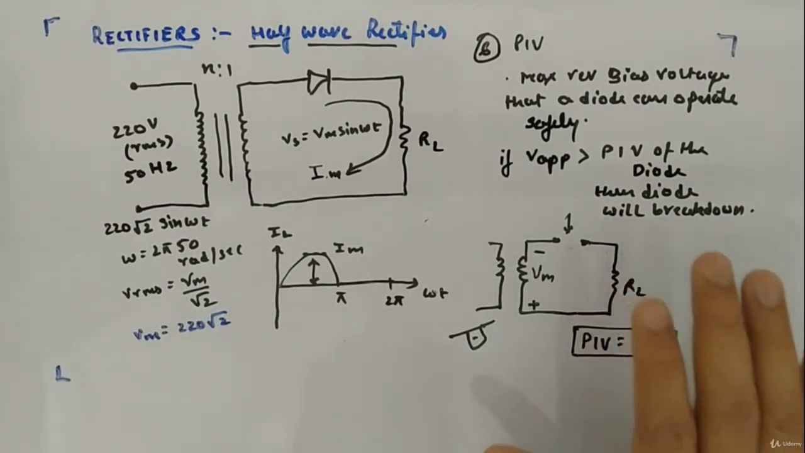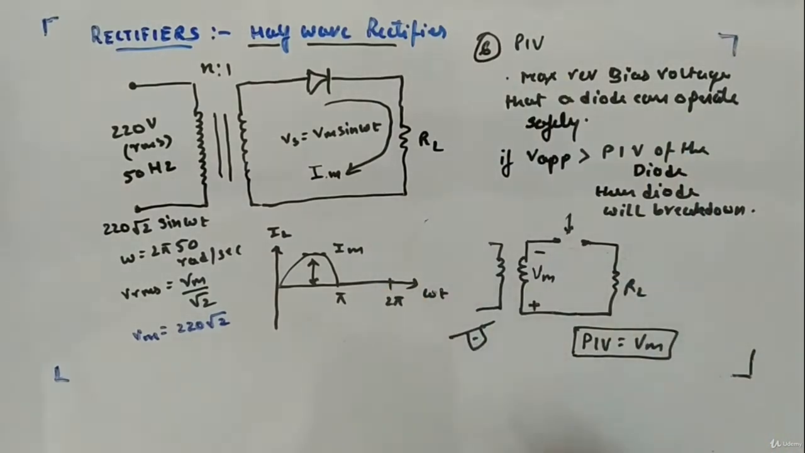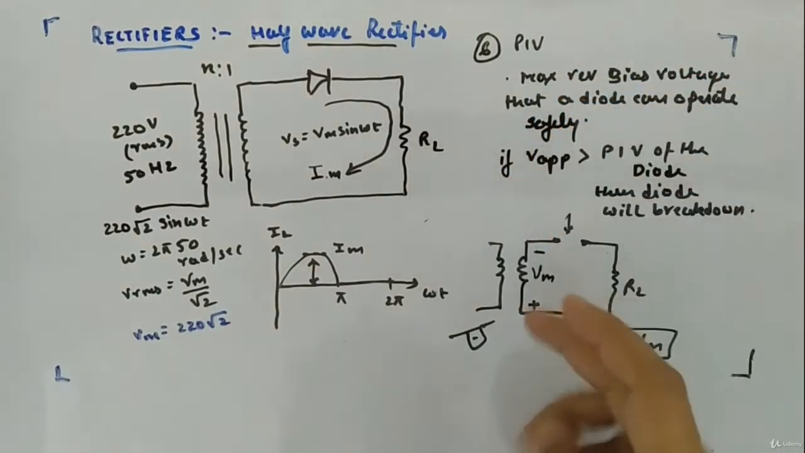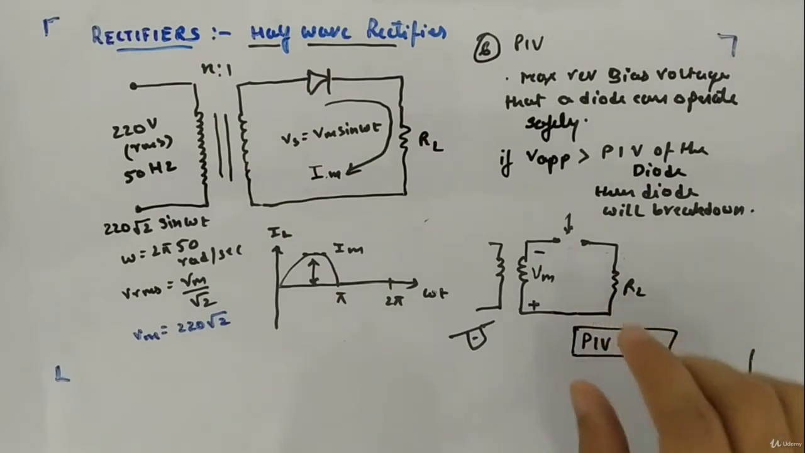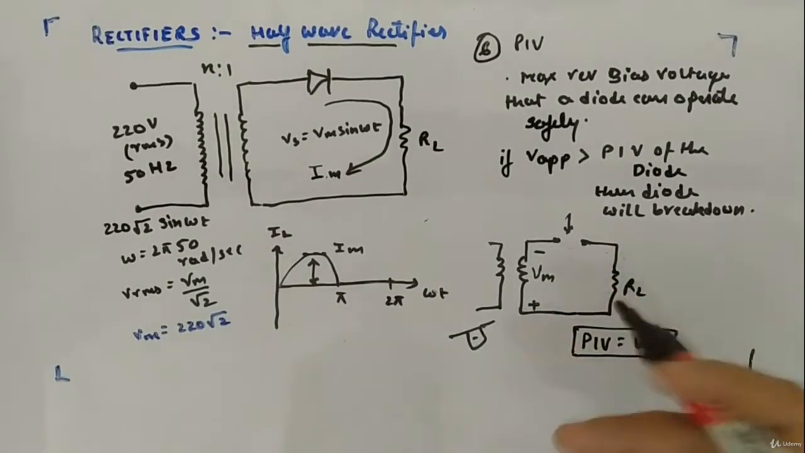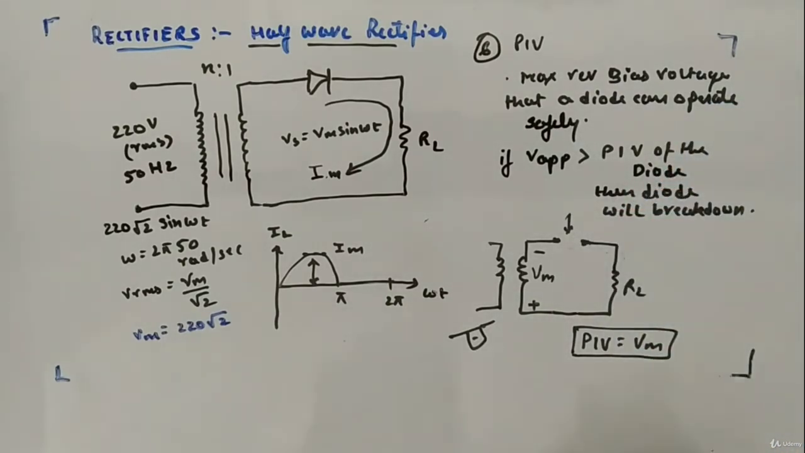So that is the voltage we are looking for. This PIV is Vm. After looking from here, we saw only Vm is appearing, so the maximum voltage it can tolerate in the reverse bias direction is Vm. If the voltage applied in reverse bias is more than Vm, then it will break down and it will not work. So PIV is equal to Vm for a half wave rectifier. Okay, simple.